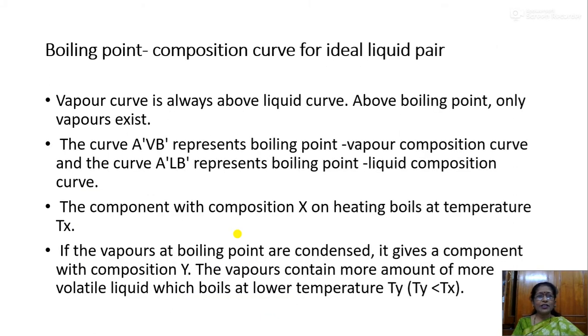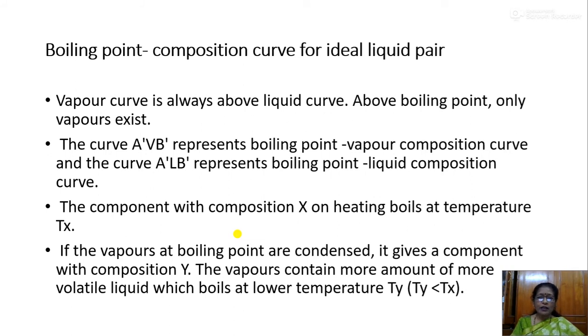Now, from this, you can see the curve A dash, V, B dash represents the boiling point vapor composition curve, and the curve A dash, L, B dash represents the boiling point liquid composition curve.